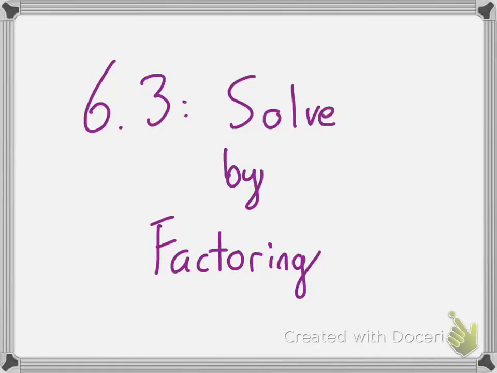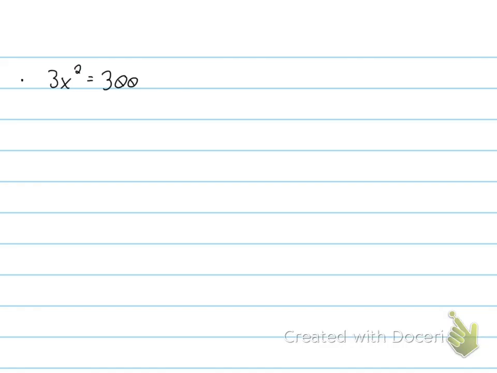In the second half of Chapter 6, we're going to learn how to solve quadratic equations. So we've already kind of looked at questions like these. Let's say I have 3x squared equals 300 and I want to solve for x. This one's relatively easy because there's only one term of x, so it's easier to get x by itself. I'm going to divide by 3 on both sides, and then to get rid of that square, I'm going to square root.